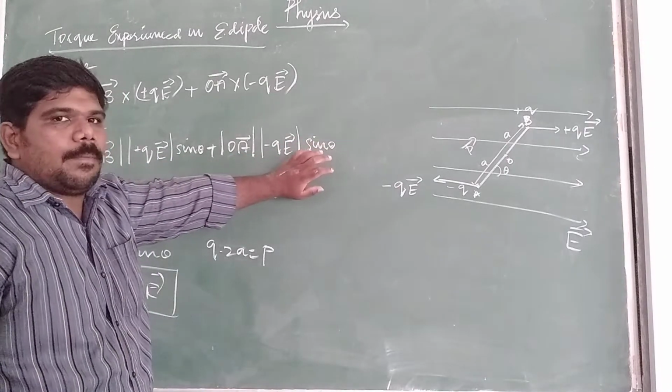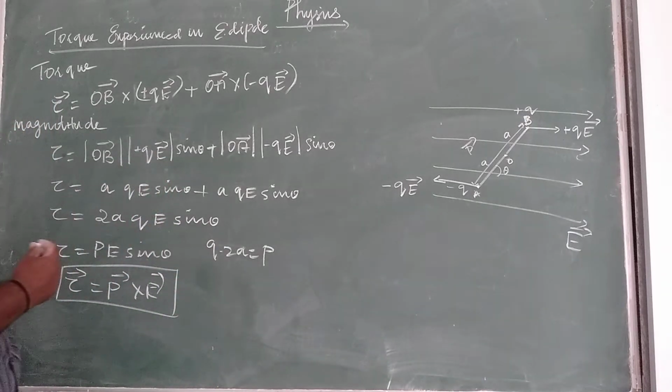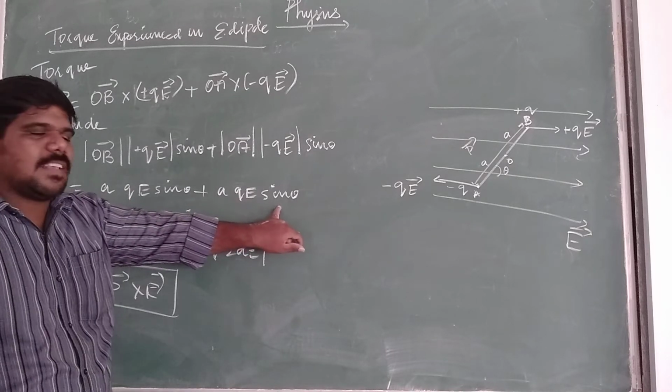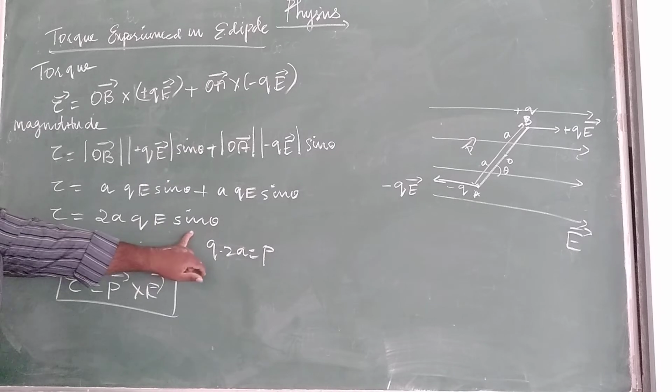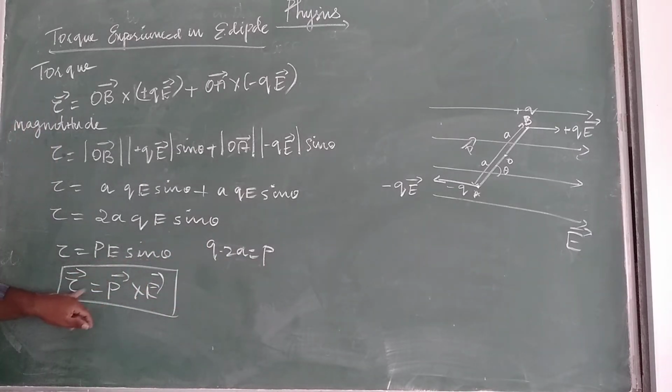So in magnitude form, tau is equal to OB into QE sin theta plus OA into QE sin theta. When you take the magnitude, even a negative term becomes positive. So a Q E sin theta plus a Q E sin theta gives 2a Q E sin theta. Q into 2a means P. So tau is equal to P E sin theta. Tau vector is equal to P vector cross E vector.